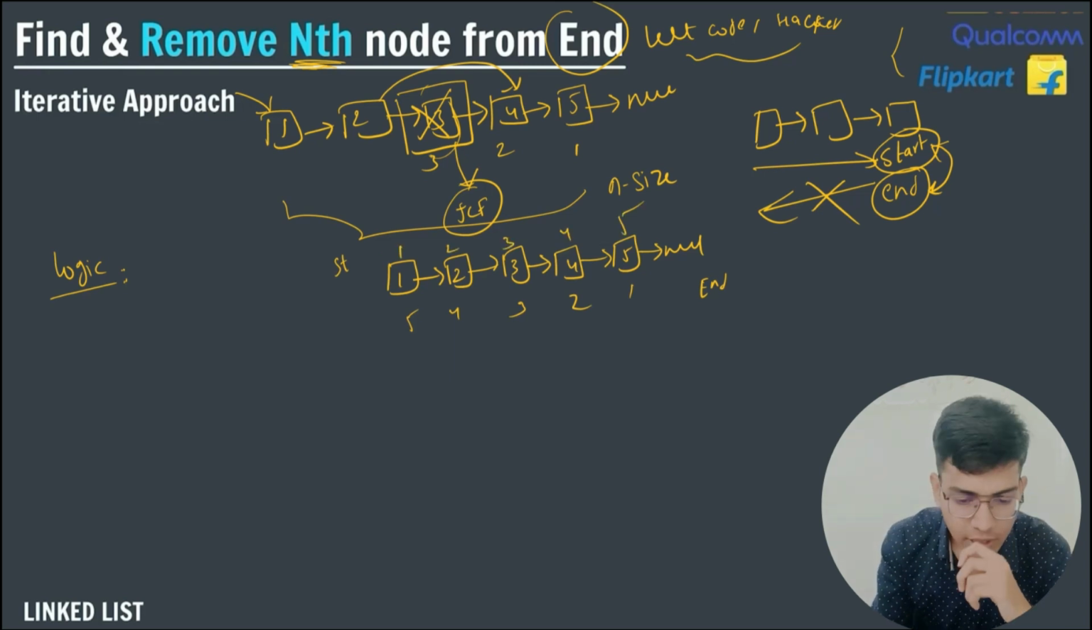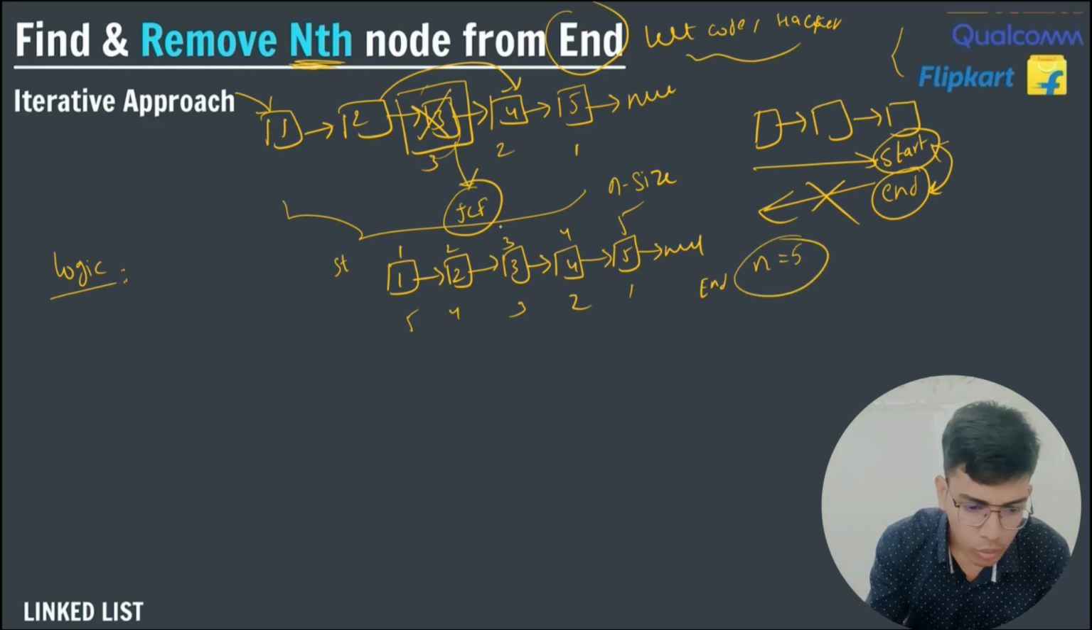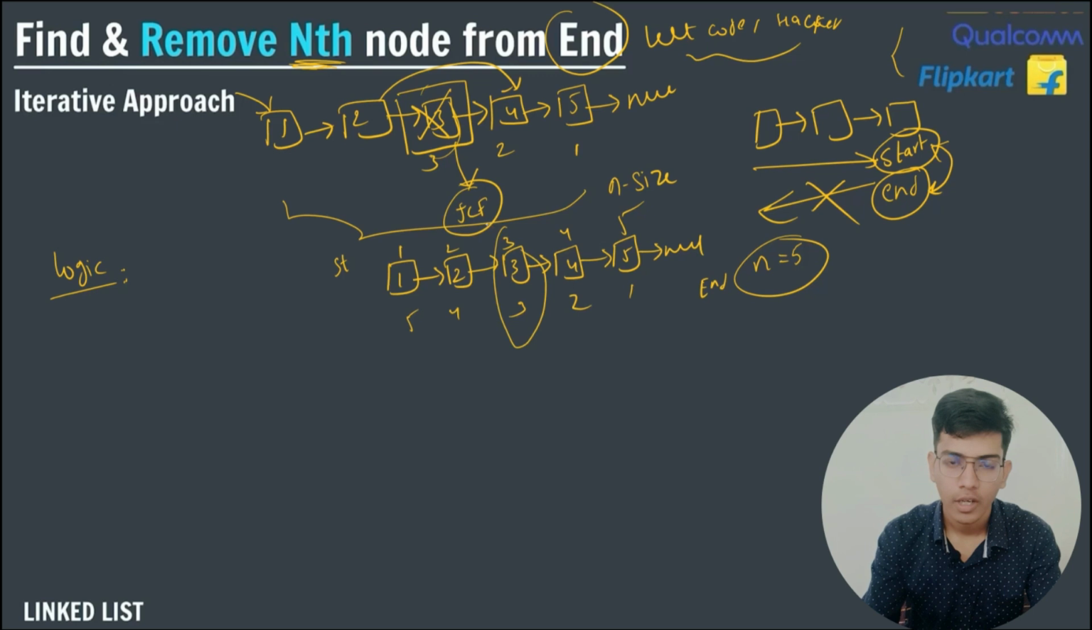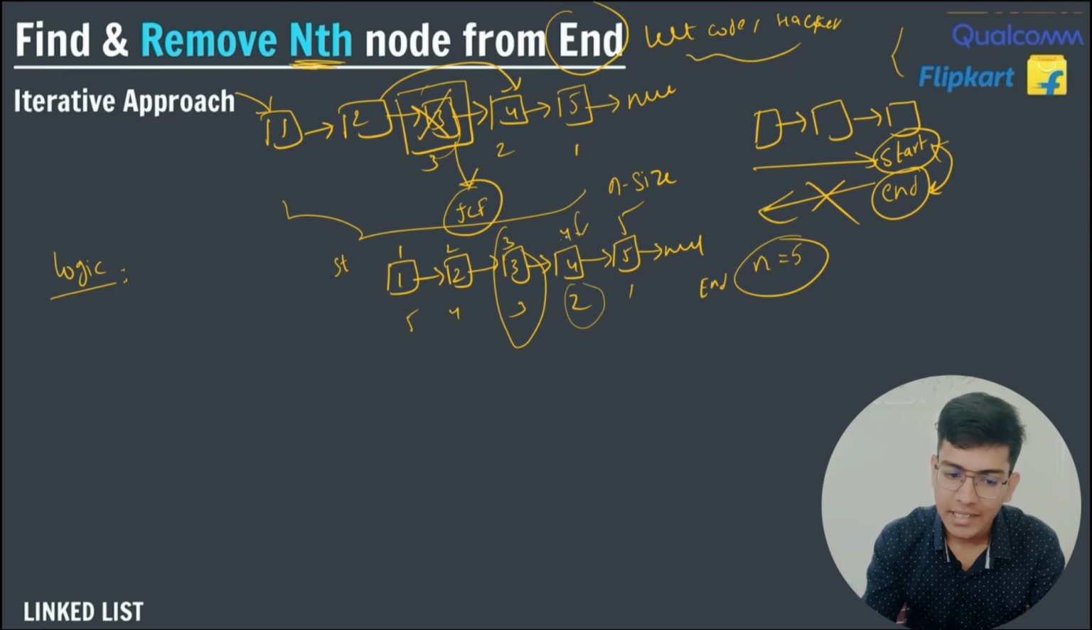Can you observe one thing here? The size of the linked list here is n equals 5. So n equals 5, my size is 5. So I need to find, this is my middle node. Okay. So suppose let us consider that the user has given me this particular node. Here, from the starting the value is 4 and from the ending the value is 2.